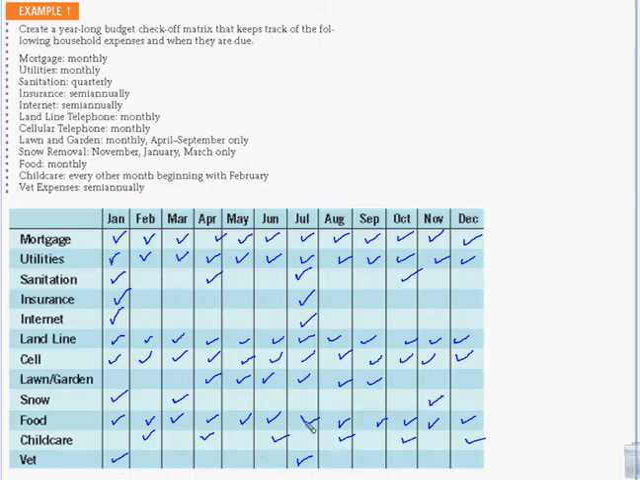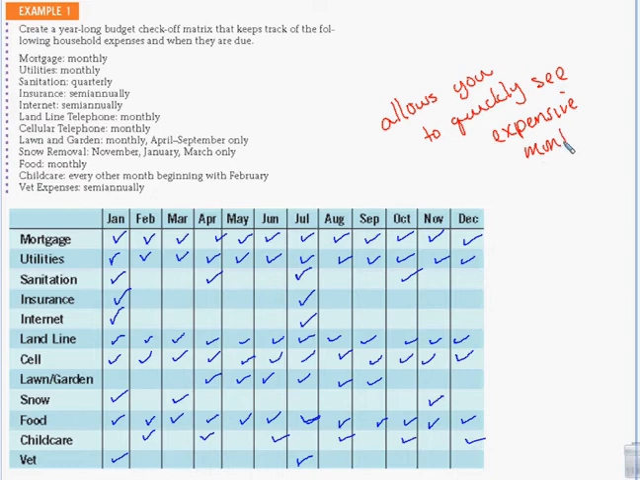Now what's nice about this type of budget is we can quickly see expensive months. If you look at this chart, you can see that January and July are going to be your most expensive months. And so it lets you know how to break this up.